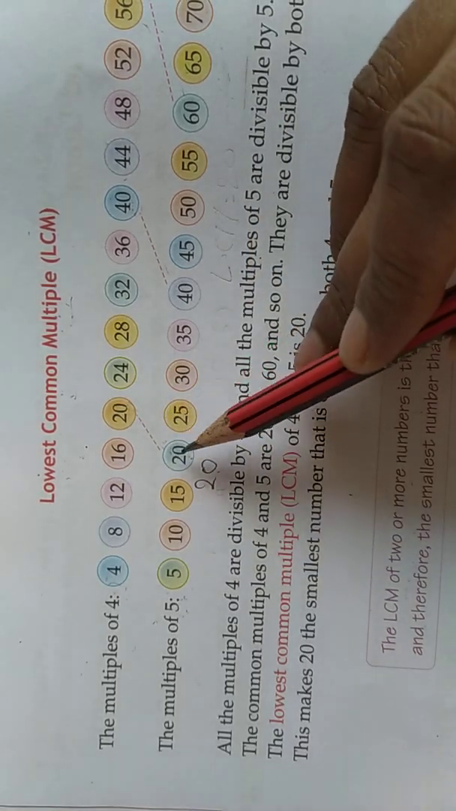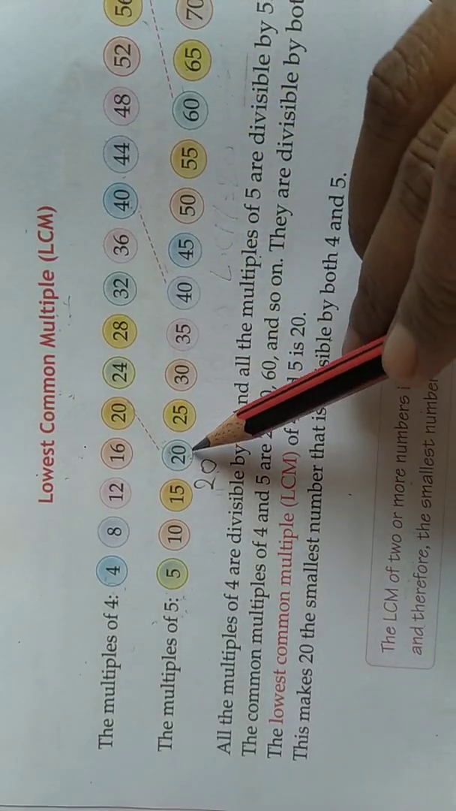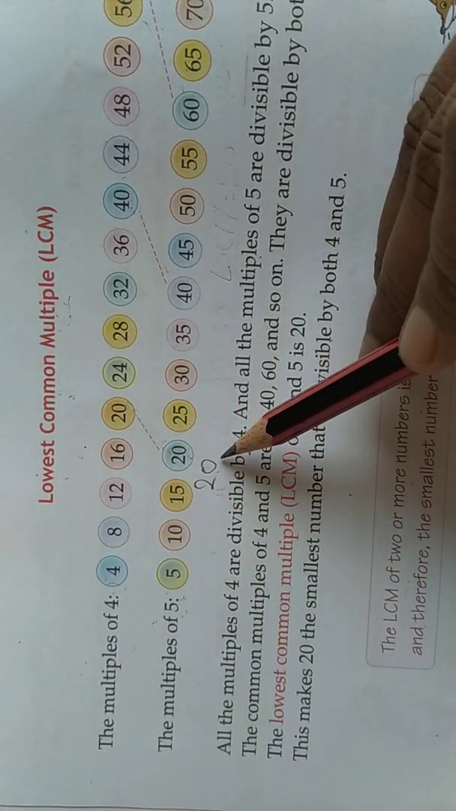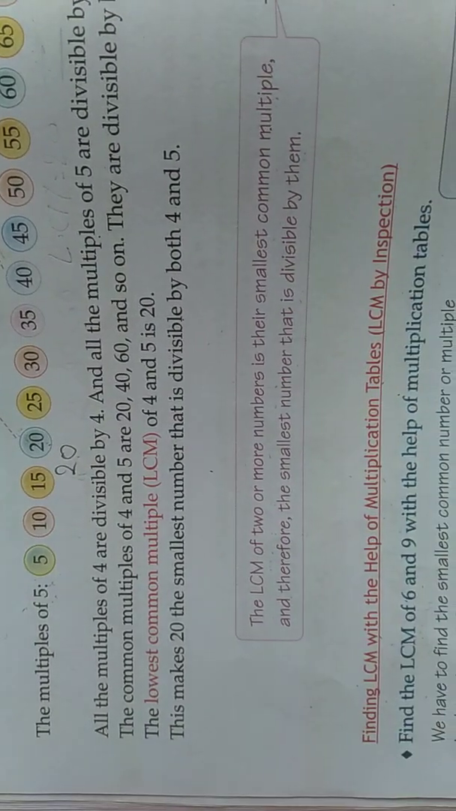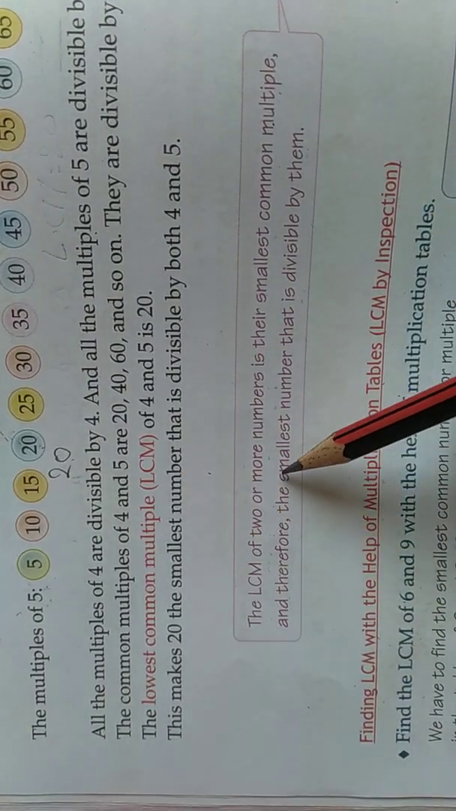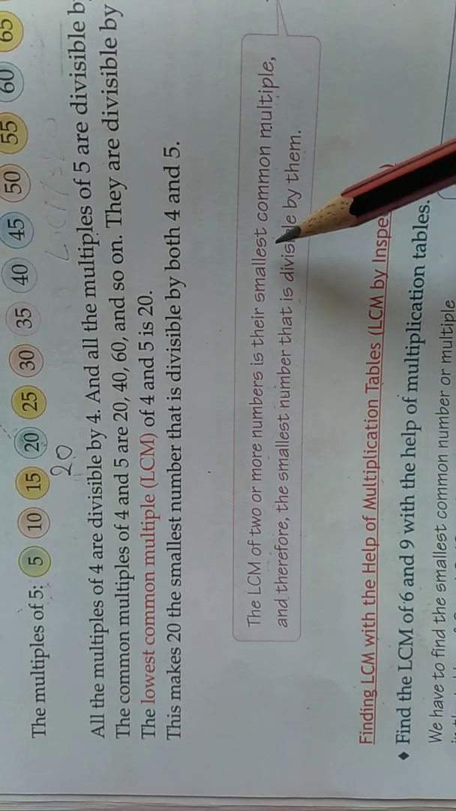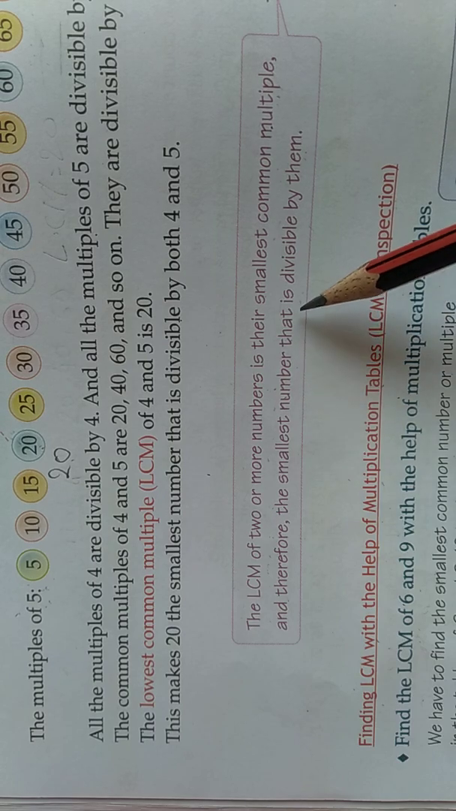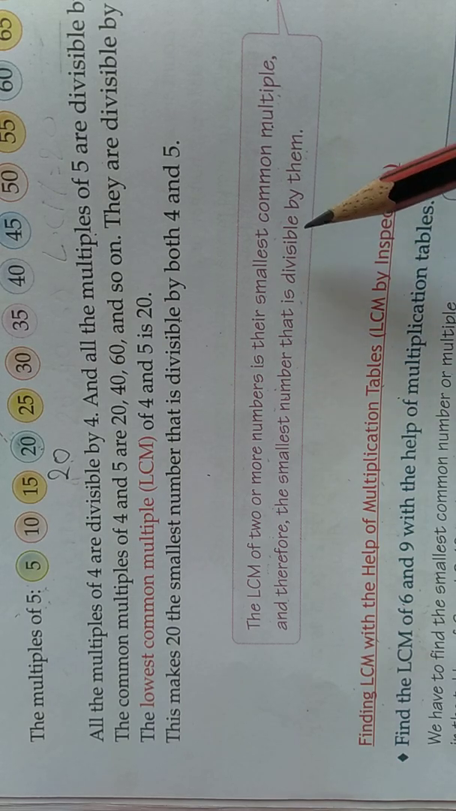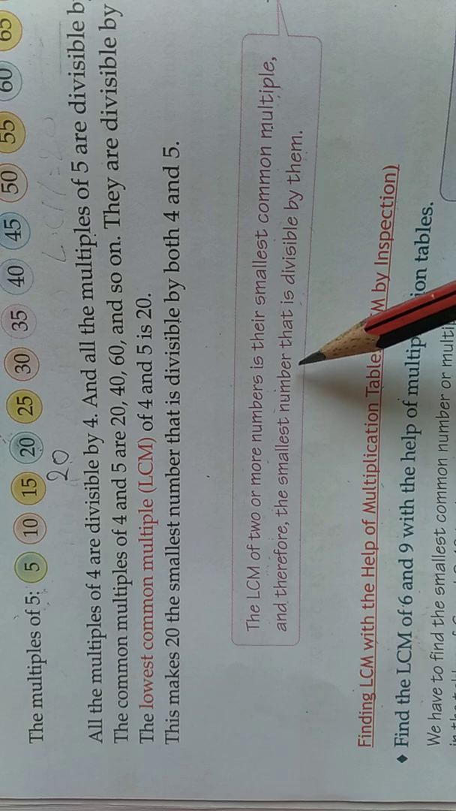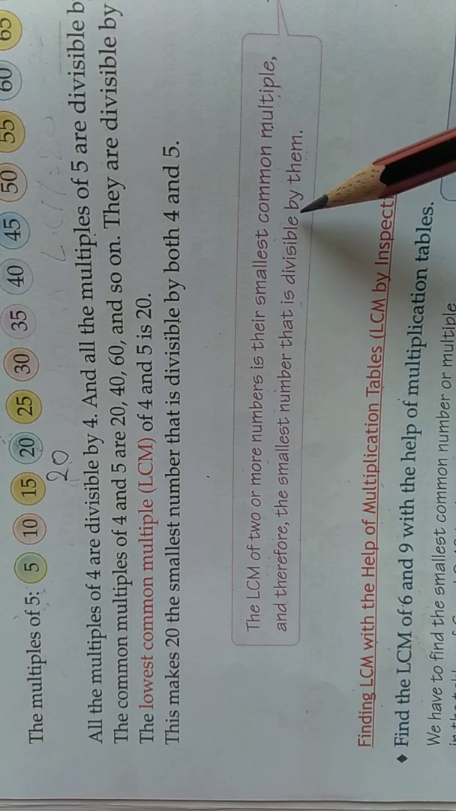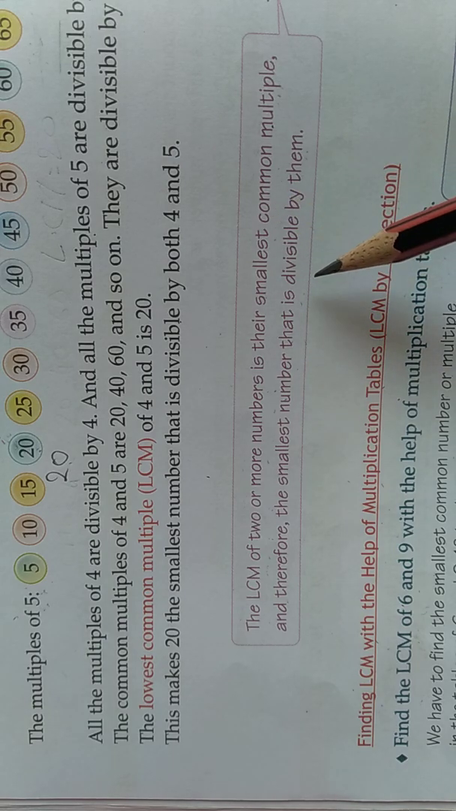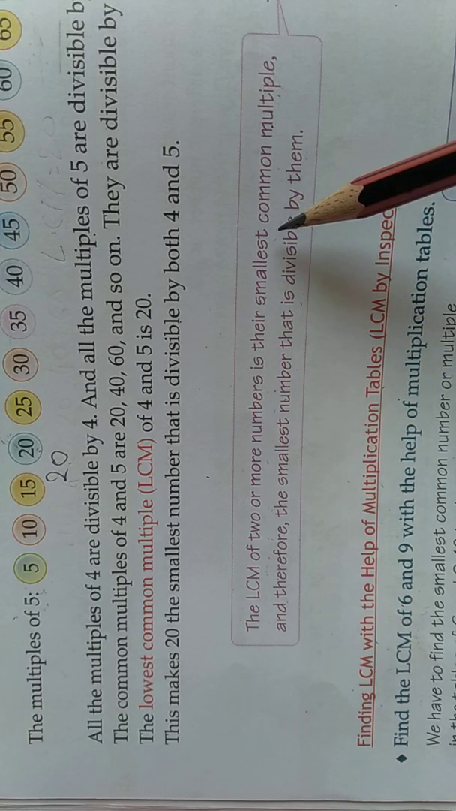It should be the smallest. So out of 20, 40 and 60, 20 is the smallest. That's why the LCM of 4 and 5 is 20. So what is meant by LCM? The LCM of two or more numbers is their smallest common multiple and therefore the smallest number that is divisible by them. Okay, if a number is completely divisible by two or more numbers, we call it the LCM of those numbers. So this is the definition of the LCM.